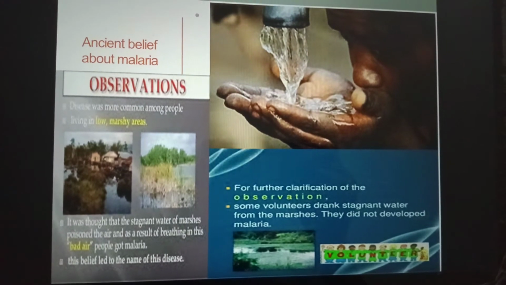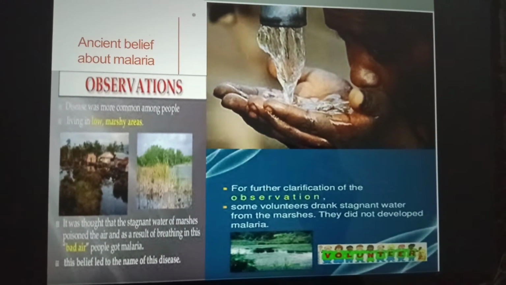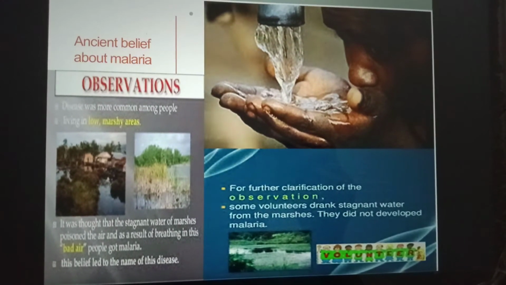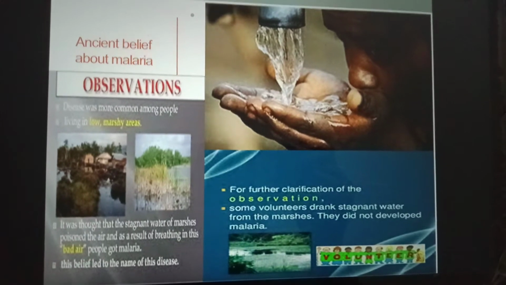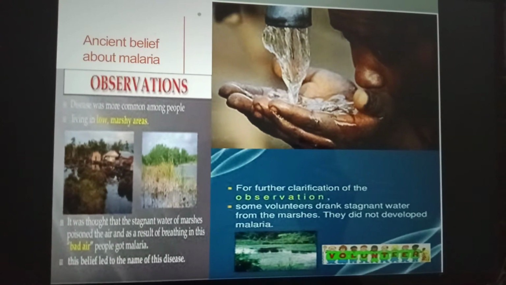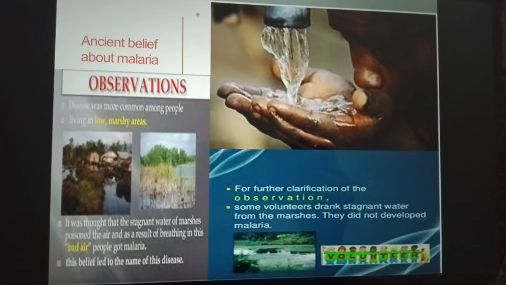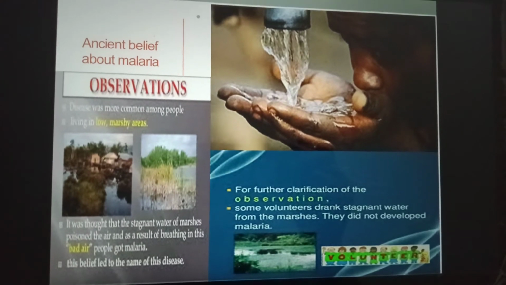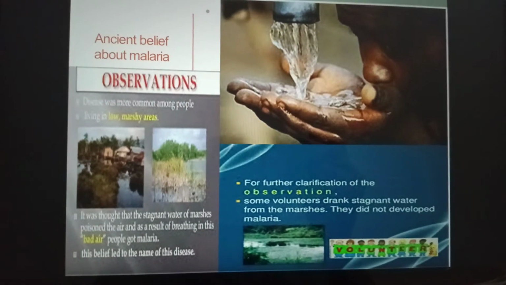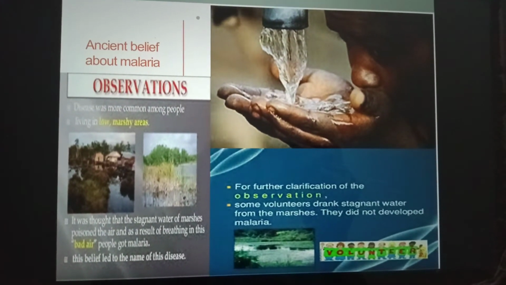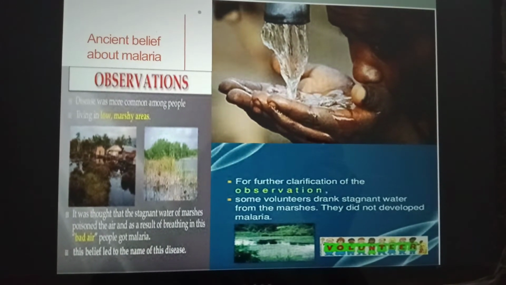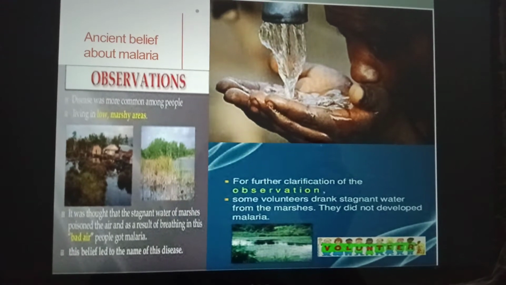Now I will discuss the ancient belief about malaria. This disease was more common among people living in low, marshy areas. It was thought that the stagnant water of marshes poisoned the air, and as a result of breathing in this bad air, people got malaria. This belief led to the name of this disease. For further clarification of the observation, some volunteers drank stagnant water from the marshes. They did not develop malaria.